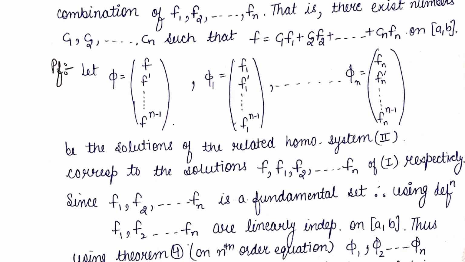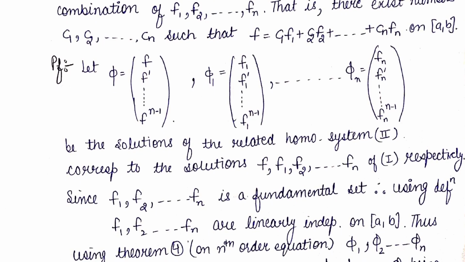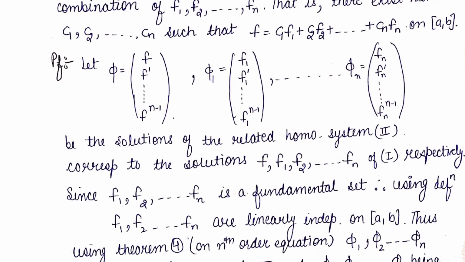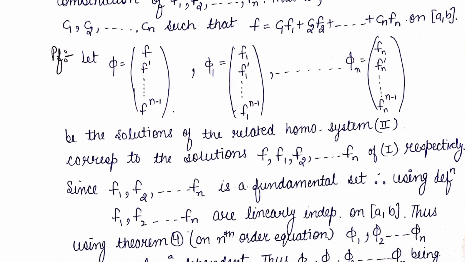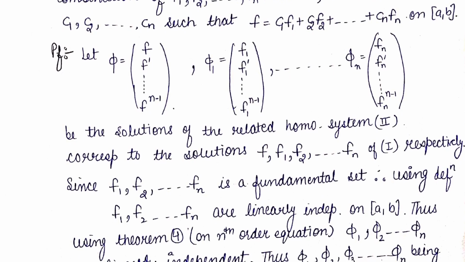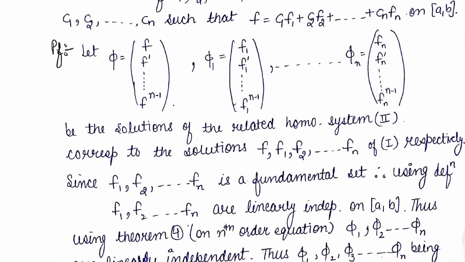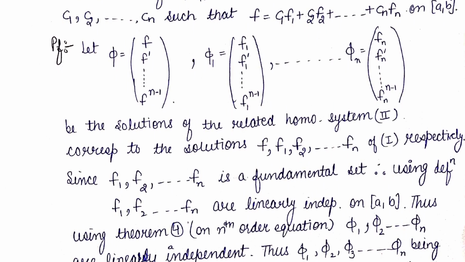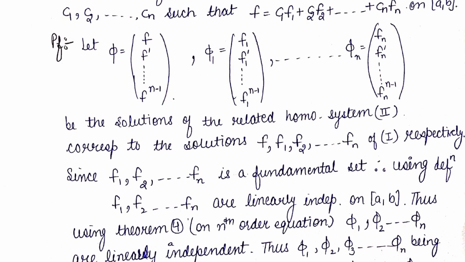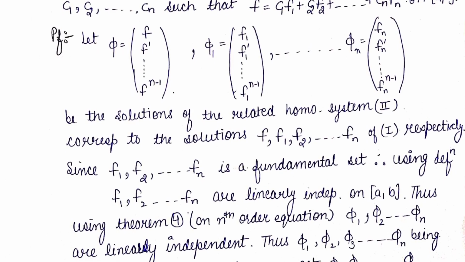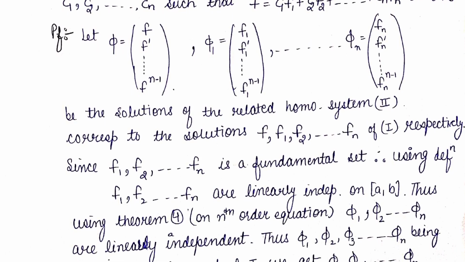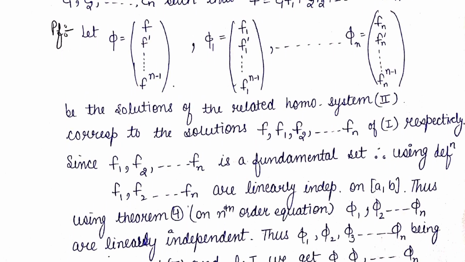And similarly, क्योंकि हमें f सॉल्यूशन दिया हुआ है nth order differential equation का, so we can write solution phi corresponding to this f also, and the components of phi will be f, f dash and f n minus 1th order derivative तक. So let phi, phi1, phi n be the solutions of the corresponding system.